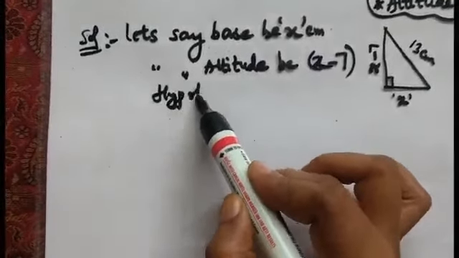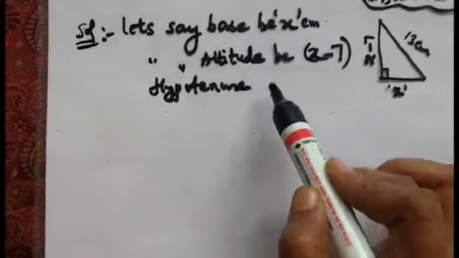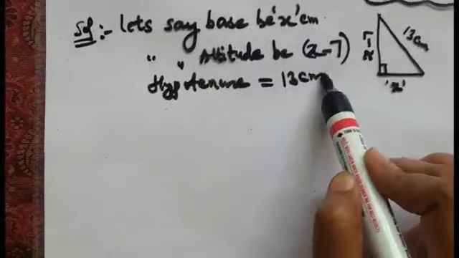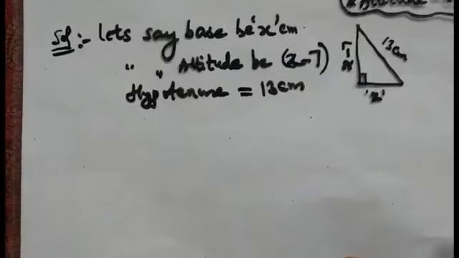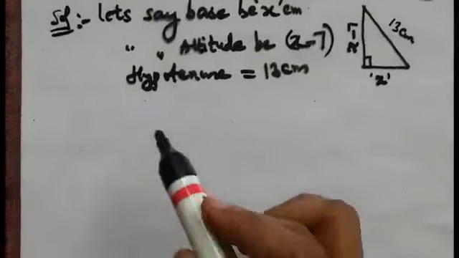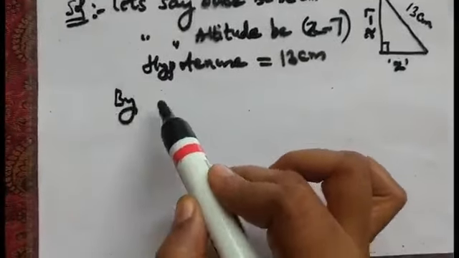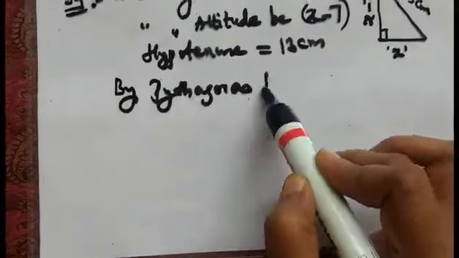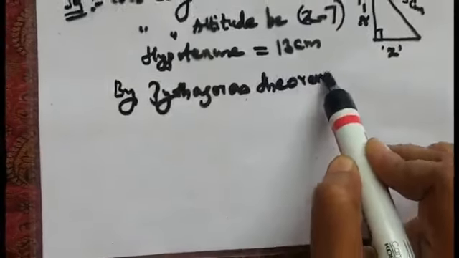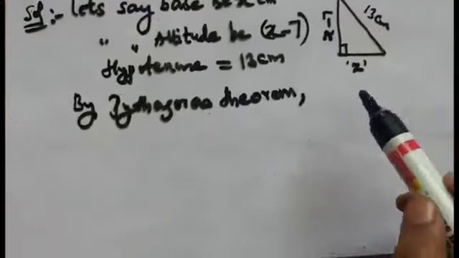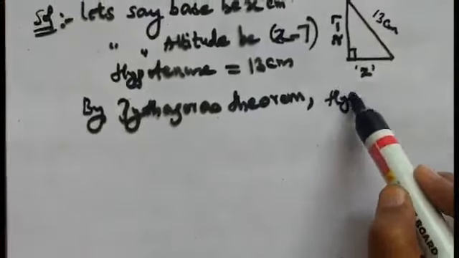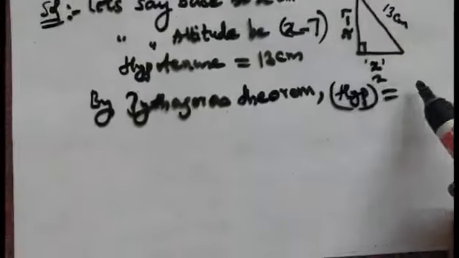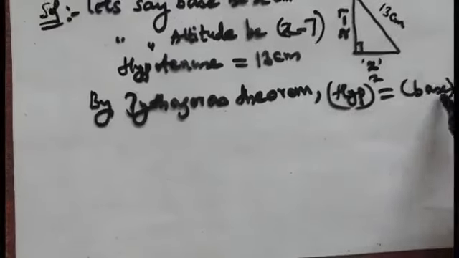Hypotenuse is equal to 13 centimeter. Now since it is a right angle triangle, we all have to use Pythagoras theorem. Hope you all remember Pythagoras theorem. By Pythagoras theorem, what does it say? Hypotenuse square is equal to base square plus.